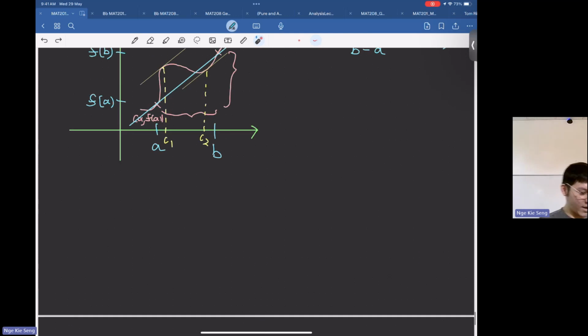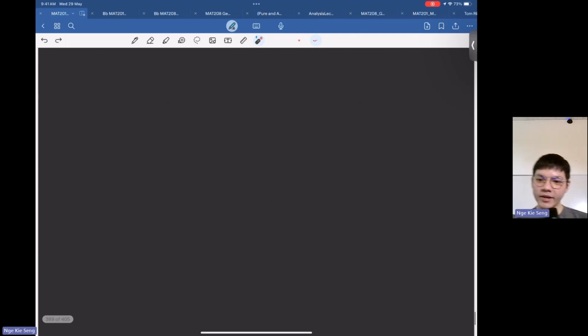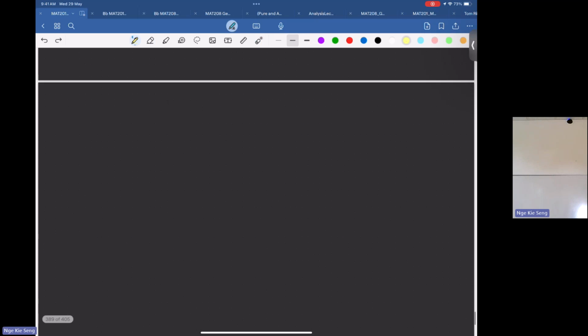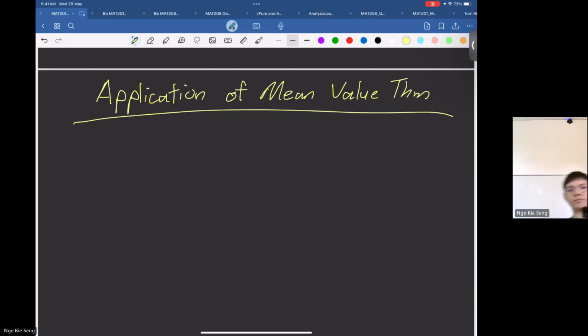So right. Okay. So what should we do next? Let's see what are the application of mean value theorem. Okay. So what are the application of mean value theorem? So how do we apply it?